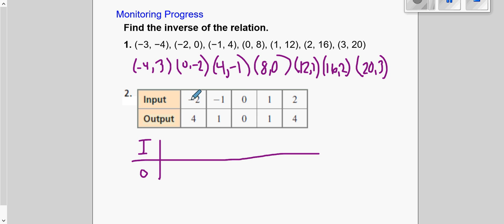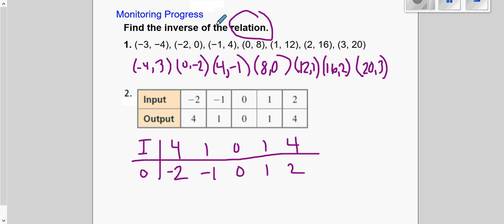And number 2, the input numbers, -2 through 2, become our output numbers. And the output numbers become our input numbers. And there's our inverse relations. Notice these aren't functions yet, they're just inverse relations.